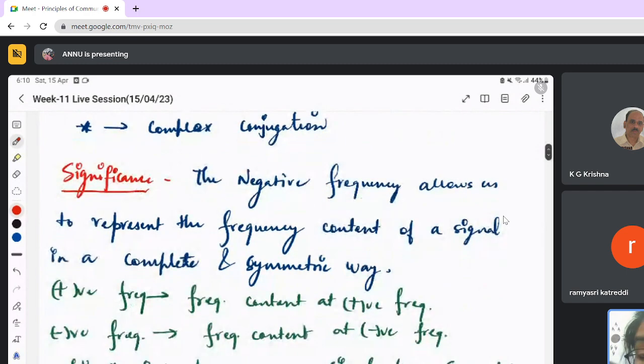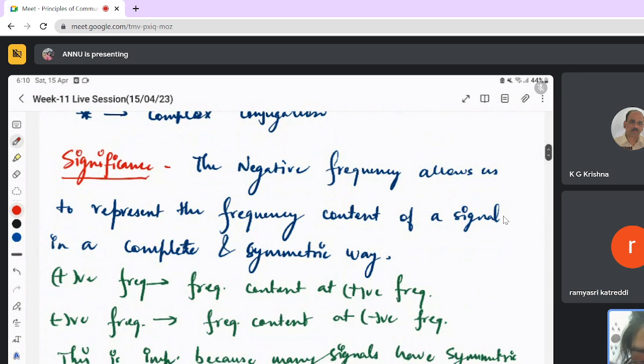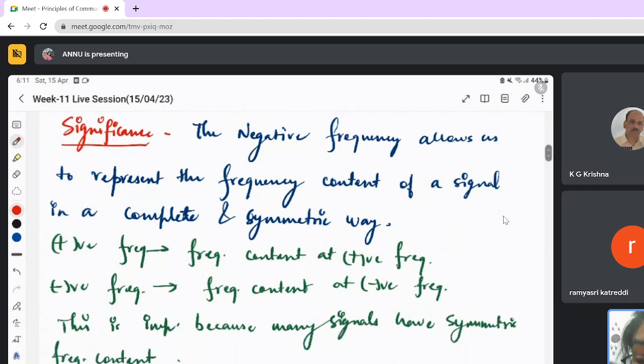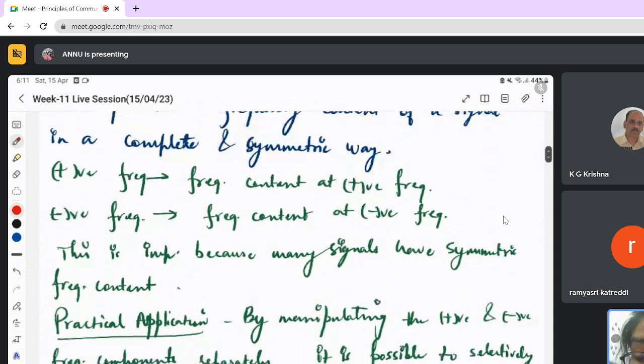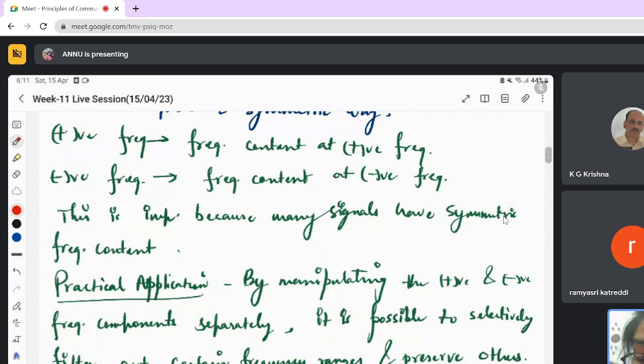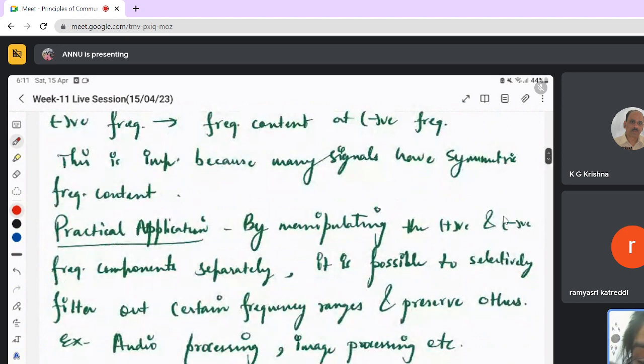So what is the significance? The negative frequency allows us to represent the frequency content of a signal in a complete and symmetric way. For example, the positive frequency represents the content at positive frequency, and the negative frequency represents the content at negative frequency. This is important because many signals have symmetric frequency content. In practical applications, by manipulating the positive and negative frequency components separately, we are able to selectively filter out certain ranges of frequency, like the cutoff frequency for a band pass filter or for a low pass filter. We will see all this using some examples, for example audio processing or image processing.